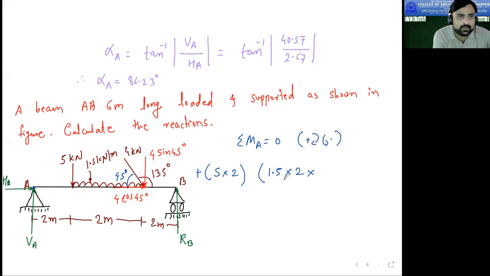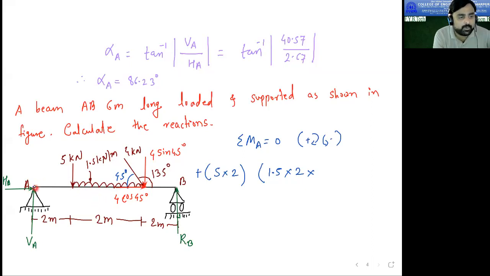Now what will happen? When you do this 1.5 into 2, you will get a point load. And that point load will act at the center of this span. Center of this 2 meter. So center of this 2 meter means from 5 kilonewton it is at a distance of 1 meter, and from this 4 kilonewton it is also at a distance of 1 meter. So it will act at the center here.